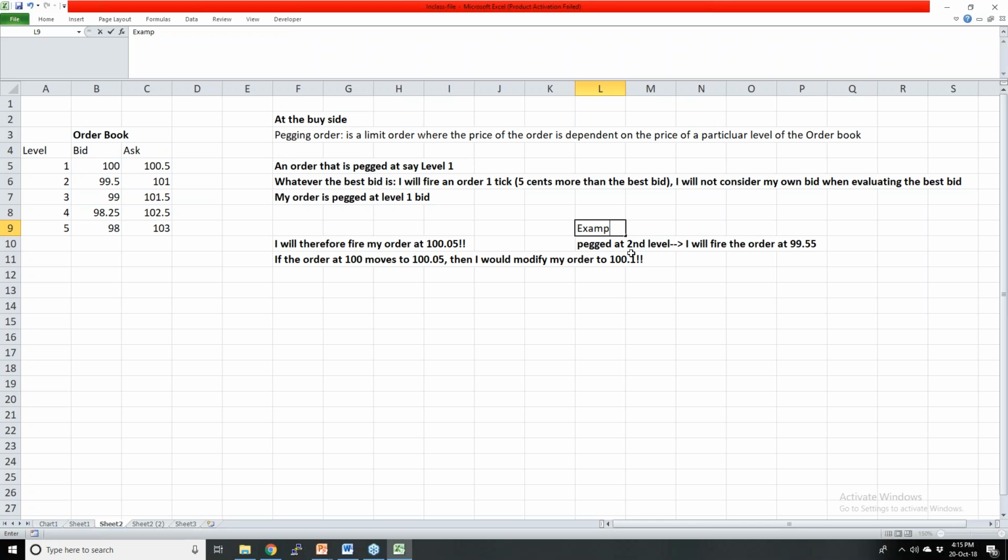Guys, please don't get confused. This is example 2, this is example 1. These are different examples. Yes, I will cancel my previous orders when I'm pegging. So I will modify, right? I wrote modify. So I will not put another order. I will just modify my old order to a new price. All right. Is this clear?